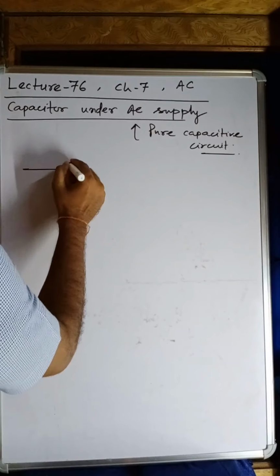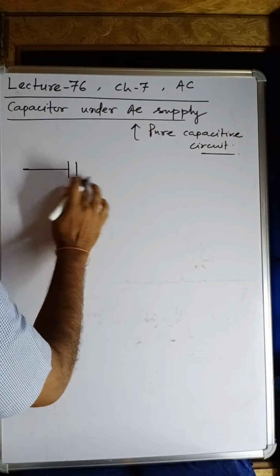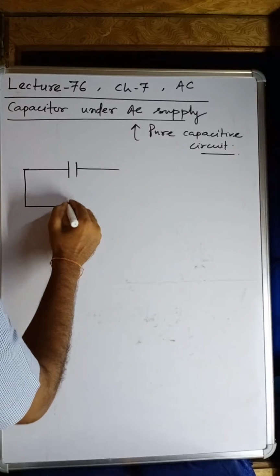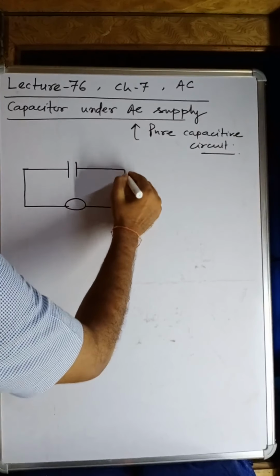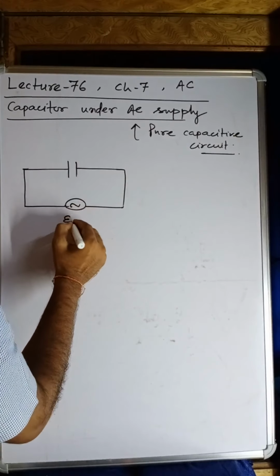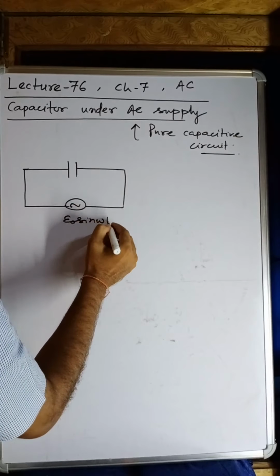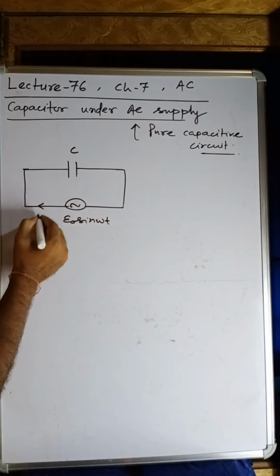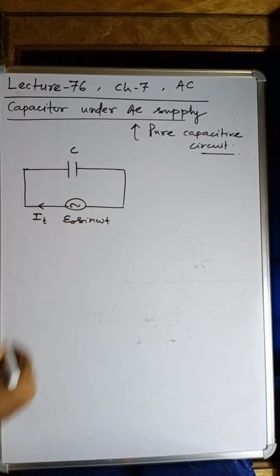This is the capacitor connected with an AC source, E naught sine omega t. Capacitance is C. The instantaneous current is I(t).